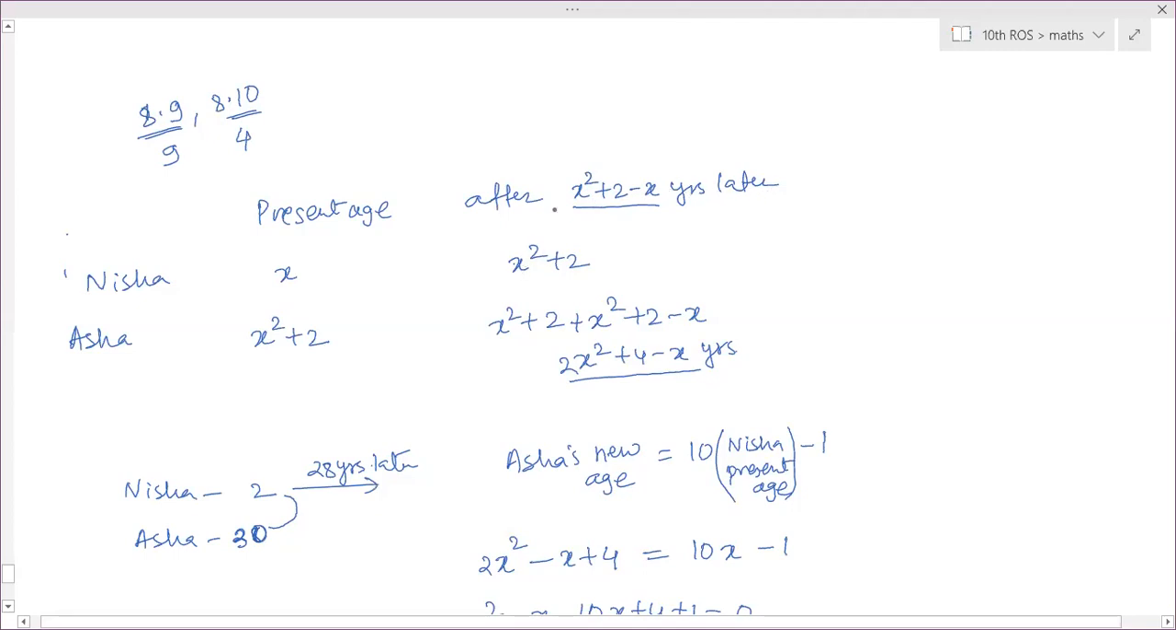So Nisha's age will be x square plus 2. And what will be Asha's age? That means to this year's present age, we have to add this age. So this plus this is this much. So it is 2x square plus 4 minus x years. Now this is Asha's new age. So the relation they have given: Asha's new age is equal to 1 less than 10 times Nisha's present age. And then substitute the values. Okay, ma'am. Thank you so much.